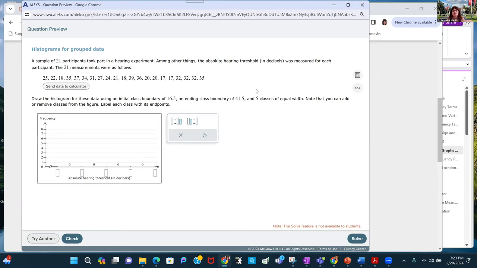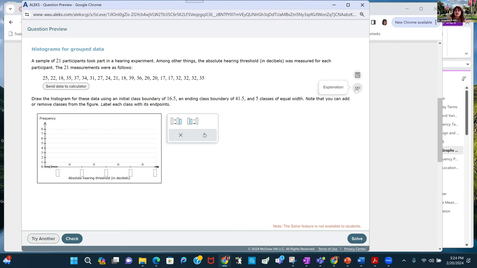So, all right, now notice this problem. This topic in Alex gives you the class boundaries two different ways. Remember the last one, we started at 61.5 and you were told that the class width was 6. And so you just kept adding the class width. Here, they give you the initial class and the ending class, and they tell you that there are five classes of equal width.